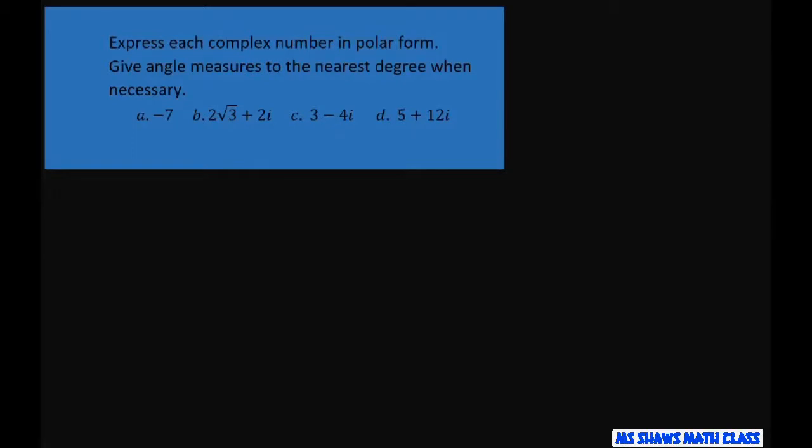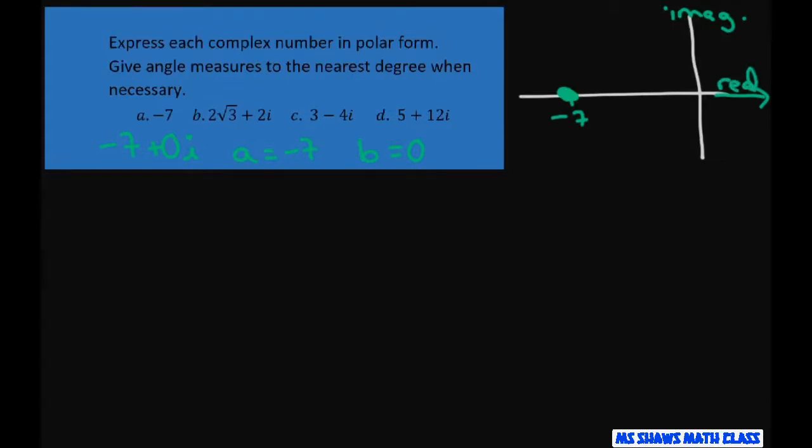Okay, so we'll get started with the first one. The first one basically is -7 plus 0i. So in the first one, A is -7 and B is 0. And if you looked at it on a graph, that just means your X is -7 and your Y is 0. So there's that point right there. Let's stretch that out. This would be your imaginary axis, and this would be your real axis. So Y is your imaginary.